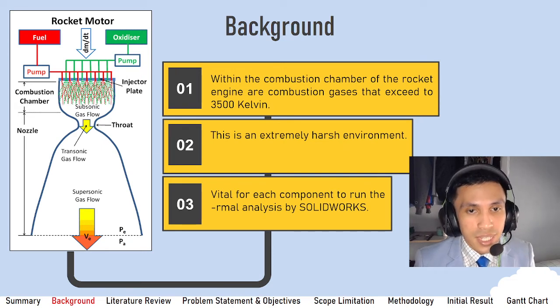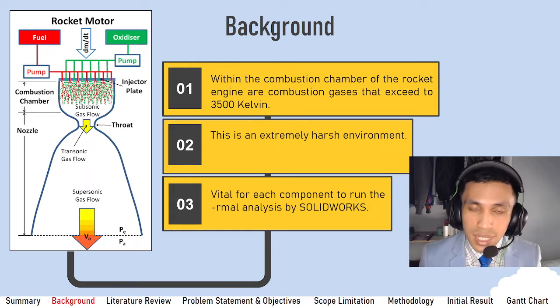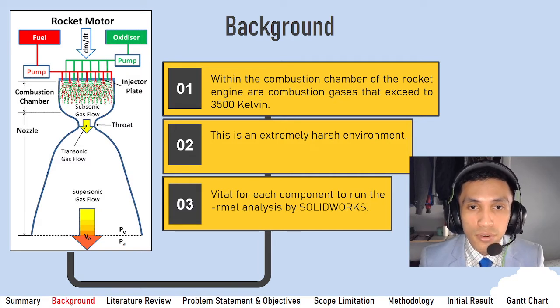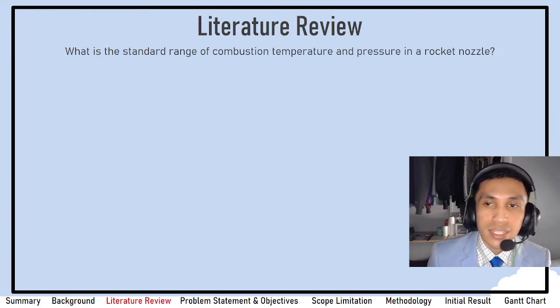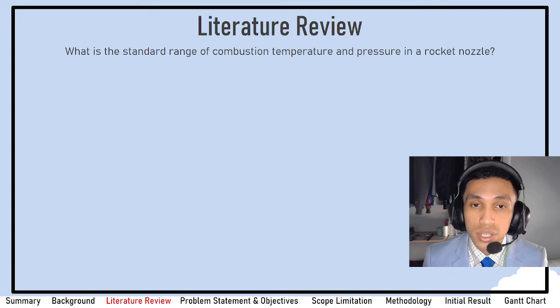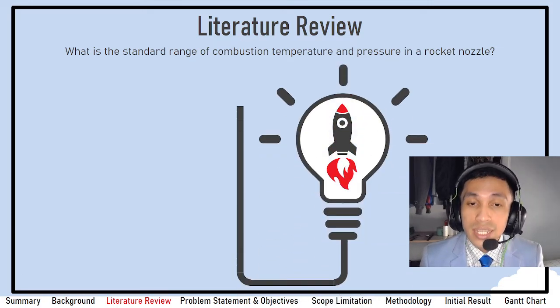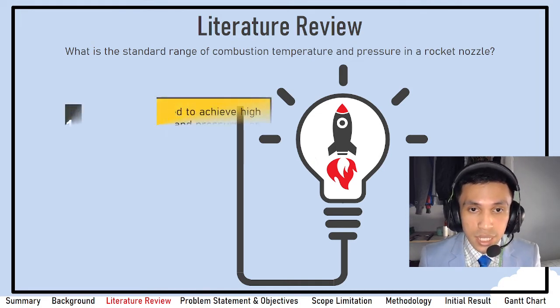For this phase, the analysis focuses on the rocket nozzle only. After creating the model, the results are verified by running the simulations using SolidWorks software and its simulation tools for transient thermal analysis. Moving on to the literature review. What is the standard temperature and pressure in the rocket nozzle? To sustain the rocket's efficiency, it is desirable to achieve higher temperatures and pressures in combustion heat.